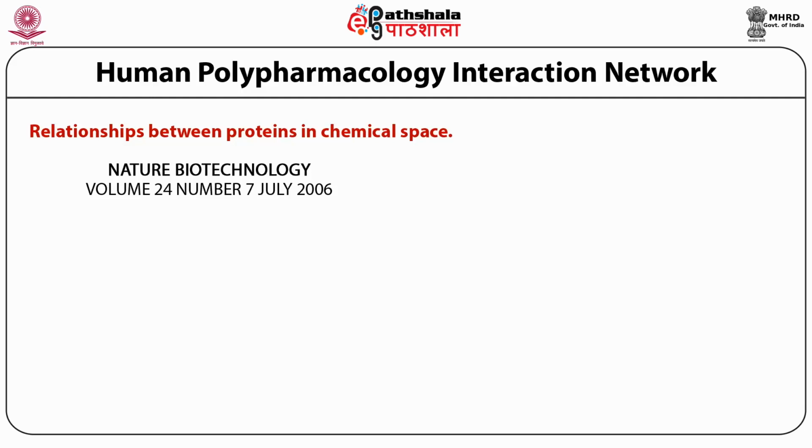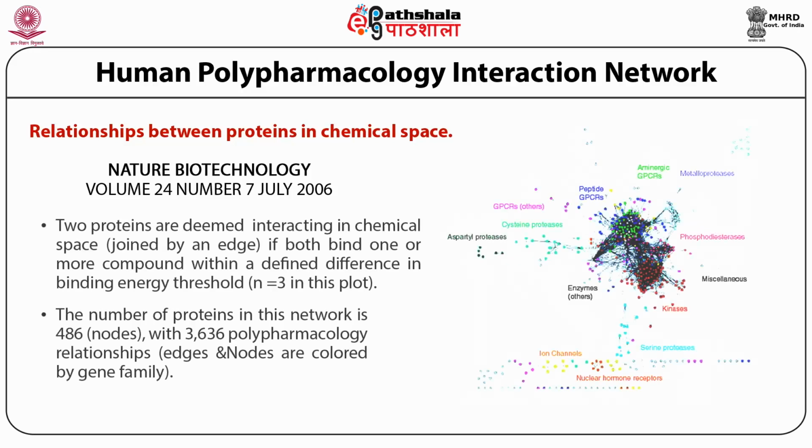Hence, on one side we have collected several enzyme and receptor molecules for their targets, and on the other side, each one of the chemicals was tested against at least 3 to 4 different kinds of activity or targets. Once it is plotted with the nodes as shown, at least 2 proteins are called interacting by the chemical method if both bind 1 or more compounds within the defined difference. So at least 3 compounds should bind, and it has been taken like that.